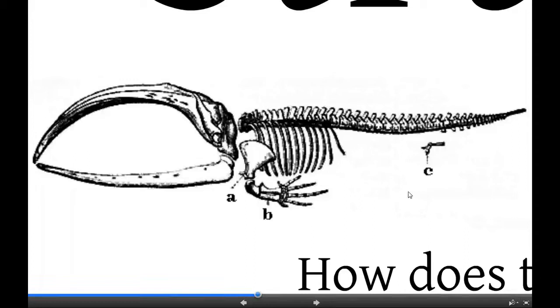Here's a whale skeleton. It's got a hip bone way out here, whereas we know whales don't have legs, so why would they have hip bones? Well, these are structures that we share with them. They're homologous structures, but they serve no function to the whale now.